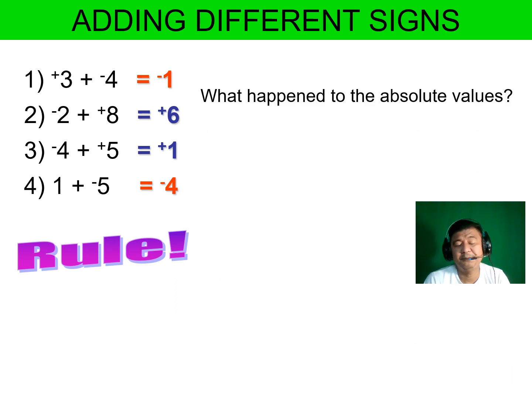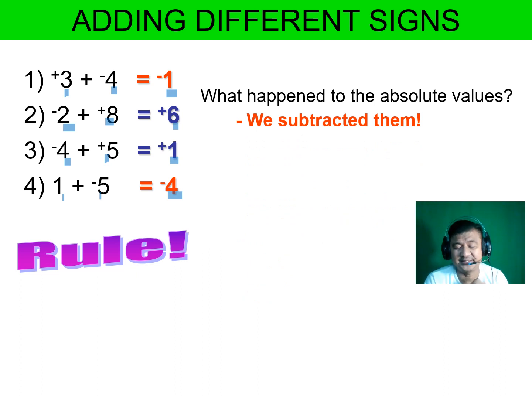Okay? So now let's analyze our answers. From here, what happened to the absolute values? Okay, just think of the numbers. What happened to the lines? Did the lines add up or what? So think of the number only. 3 and 4, what happened? It became a 1. 2 and 8 became a 6. Oh, that's the extra one. Yes. 4 and 5 is the extra one, 1. 1 and 5 is the extra one, 4. Remember, they are canceling out each other, and you just need the extra length of the longer line. So what did we do? Yes, correct. We subtracted those numbers.